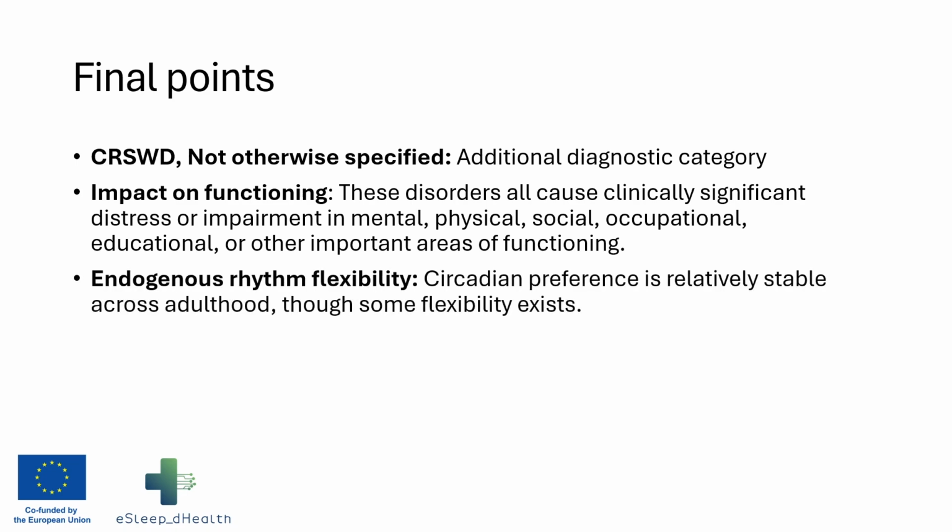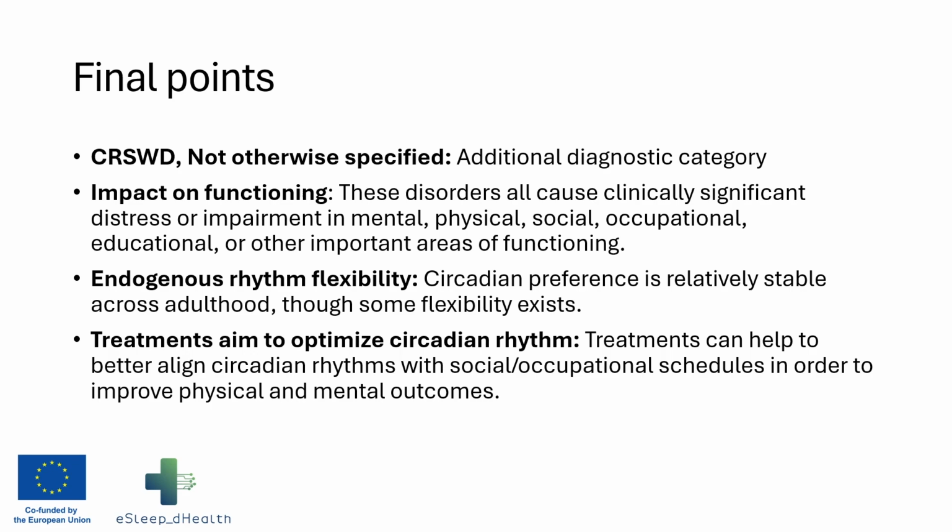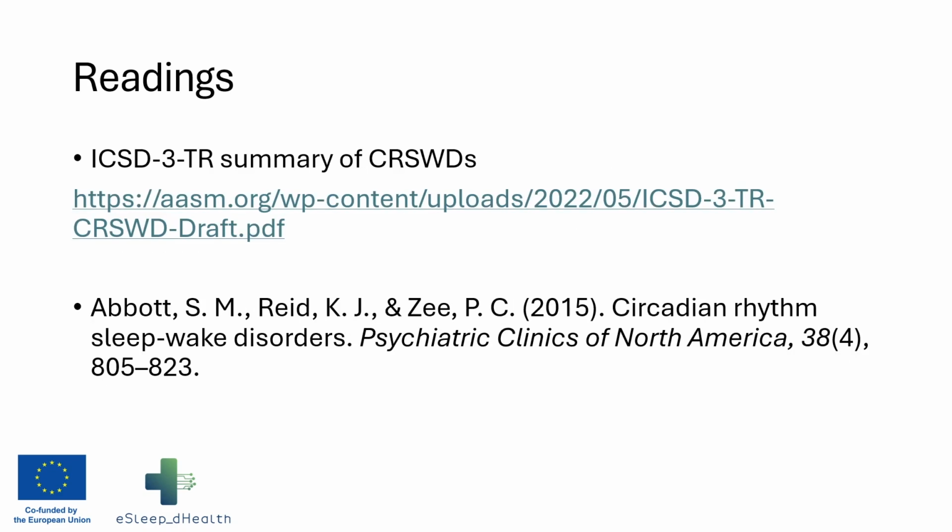of life. And although circadian preference is relatively stable across adulthood, some flexibility exists, and interventions like light therapy, melatonin, and sleep hygiene can help shift timing to an extent, even if the natural preference remains. And finally, treatments aim to optimize circadian rhythms by better aligning circadian rhythms with the environment, with the social and occupational schedules that the person is living within, in order to improve physical and mental outcomes and health and well-being.